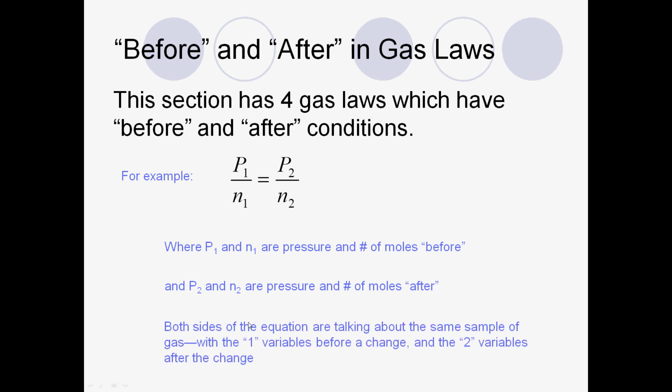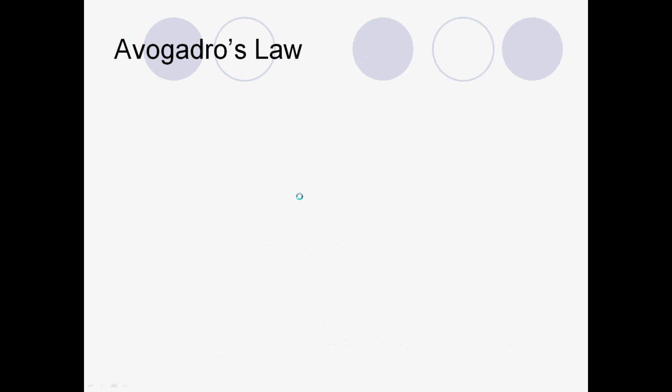Okay, so both sides of the equation are talking about the same sample of gas. The 1 variables are before the change. The 2 variables are always after the change. So those will be how those relate.